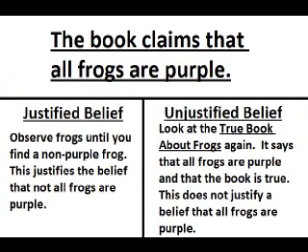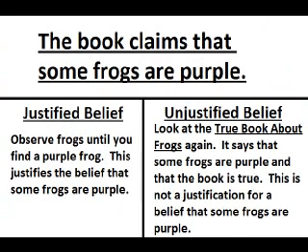Using circular reasoning to attempt justification, we may look at the True Book About Frogs again. It says that all frogs are purple and that the book is true. Of course, this does not justify a belief that all frogs are purple. Now let's take another slightly trickier example that our book may provide.